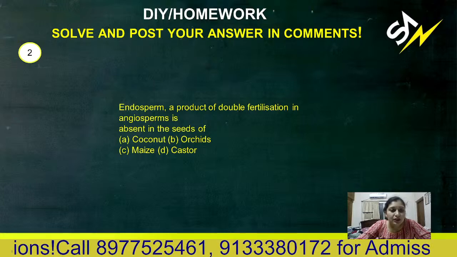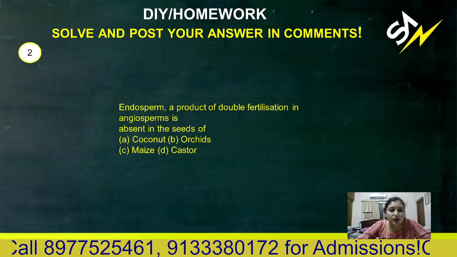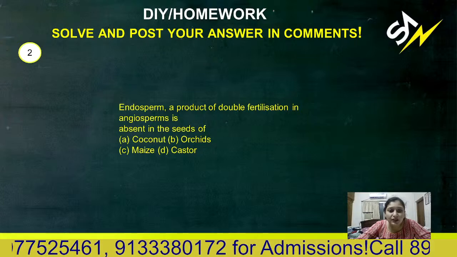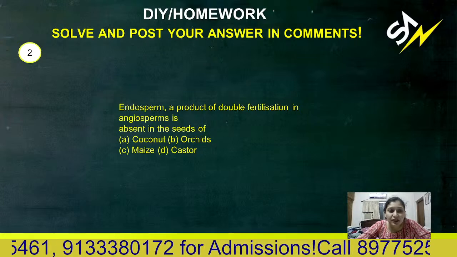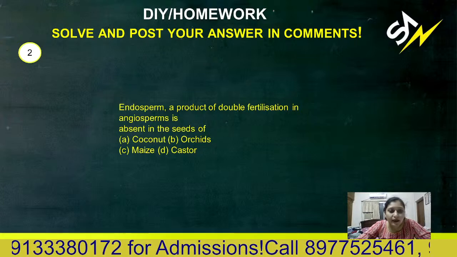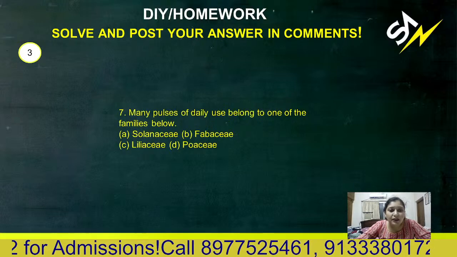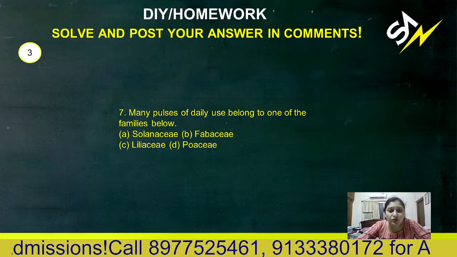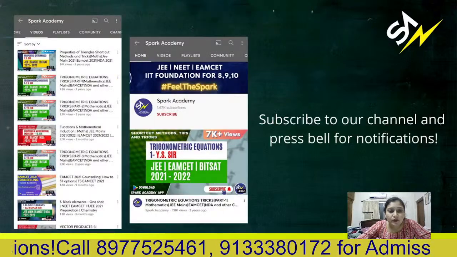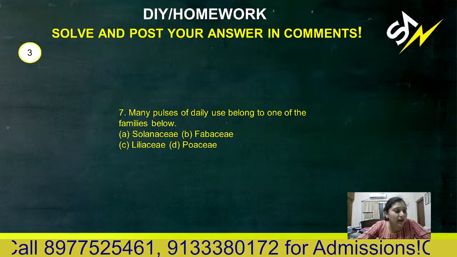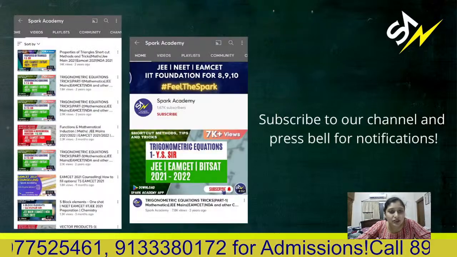Second question: endosperm, a product of double fertilization in angiosperms, is absent in the seed of what? Where is endosperm absent? Then third question: many pulses of daily use belong to one of the families below. Take a screenshot and answer in the chat comment section.